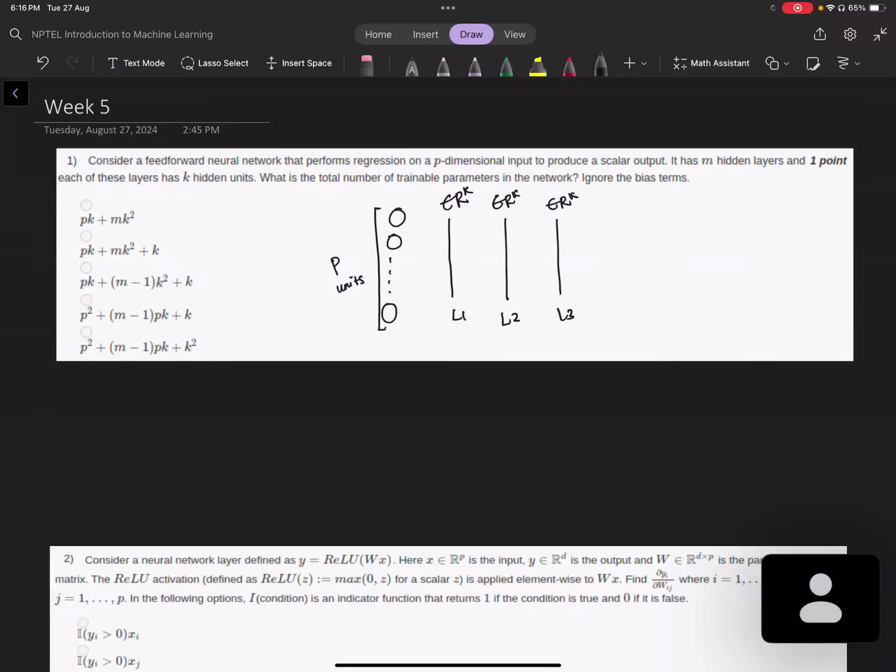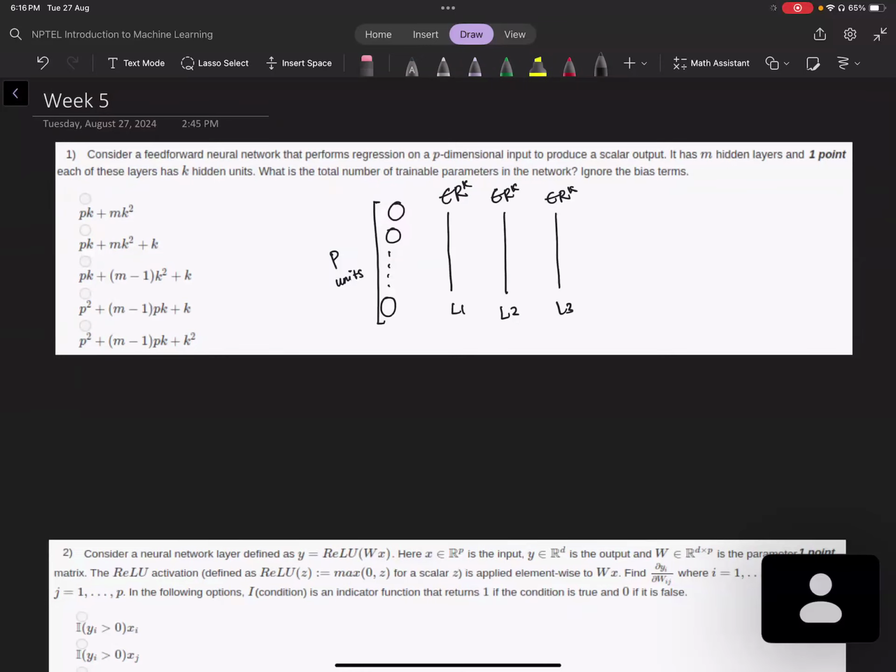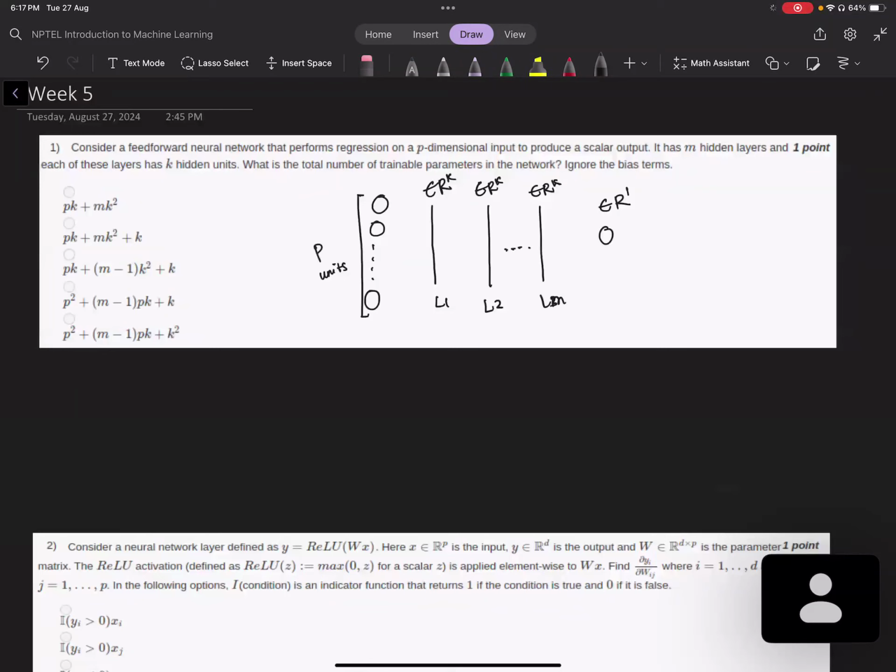What is the total? The network performs regression on a p-dimensional input to produce a scalar output. That means the output layer has one unit. It has m hidden layers, let's write L1 to Lm, and each layer has k hidden units. What is the total number of trainable parameters in the network? Ignore the bias term. The trainable parameters are the weights between these layers.